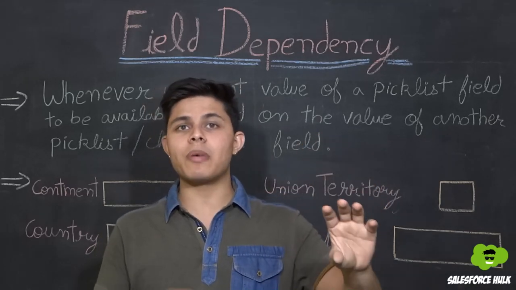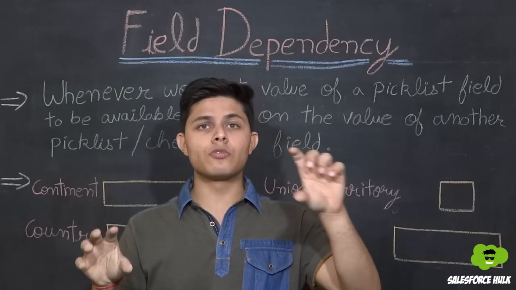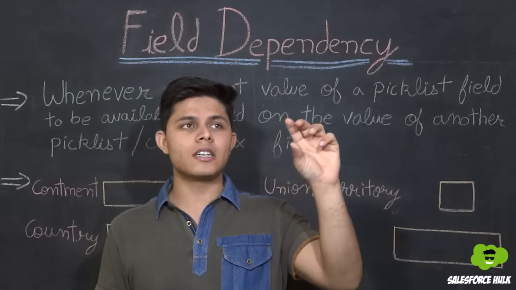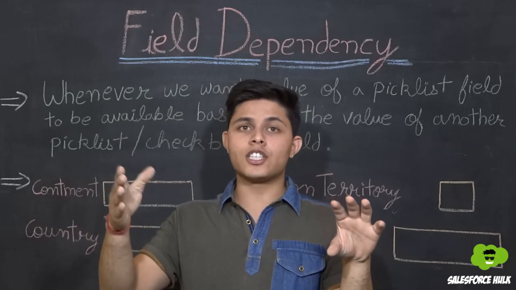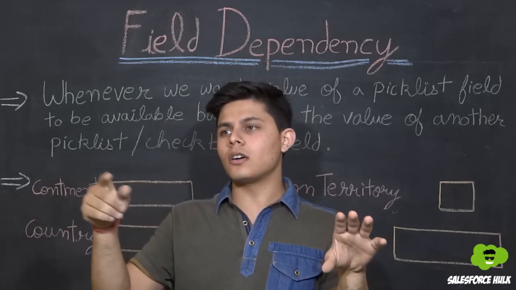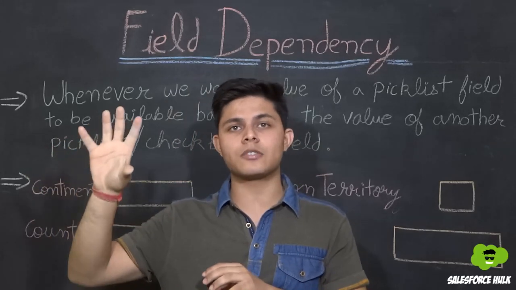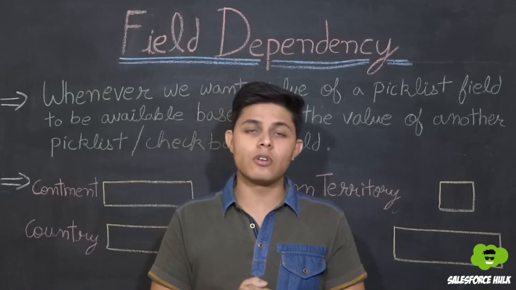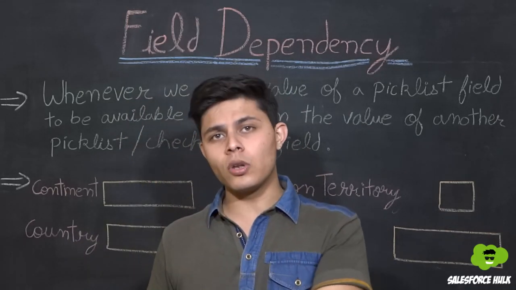select a subset based on the value of another picklist field or another checkbox to be available on that picklist field. Not the 100 or 200 values, only 10 or 20 values based on the value selected on another picklist, which is controlling that picklist. Or based on the checkbox, we can set the controlling field as picklist or checkbox. Both of them can be used as controlling field, but the dependent field can be picklist or multi-select picklist only.